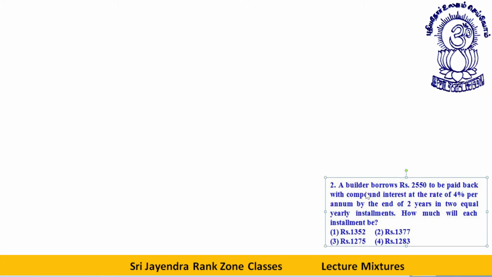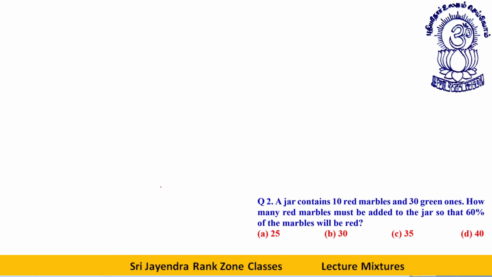I'll directly take things by question basis. So the question we have is: a jar contains 10 red marbles and 30 green ones. How many red marbles must be added to the jar so that 60% of the marbles will be red? See, a jar contains 10 red marbles and 30 green ones. Red, green. How many red marbles must be added to the jar so that 60% of the marbles will be red?